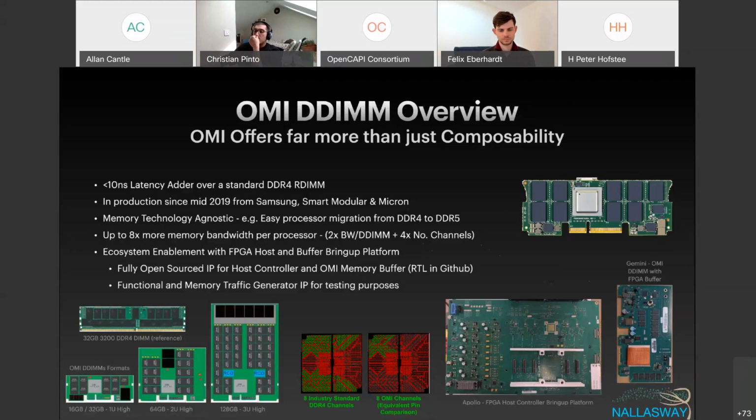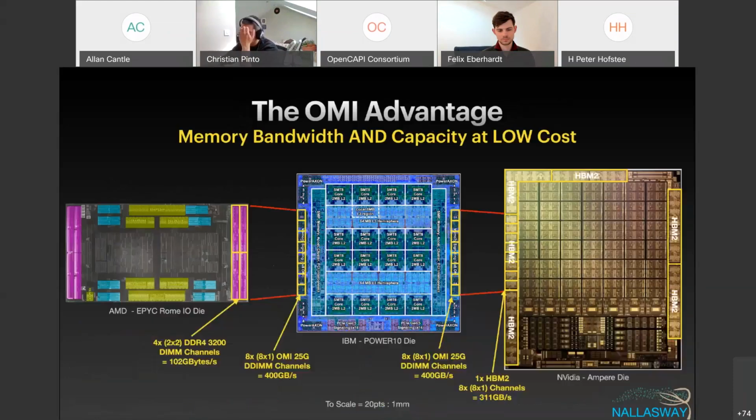Basically, all of the IP here, everything you're seeing, is fully open sourced for the host controller and the OMI memory buffer. The RTL is in GitHub, and it also includes functional and memory traffic generators for testing purposes, so you can actually test out your entire memory channel. So again, this is all very encouraging information. But really, pulling all this together, the OMI advantage, simply put, is memory bandwidth and capacity at low cost.